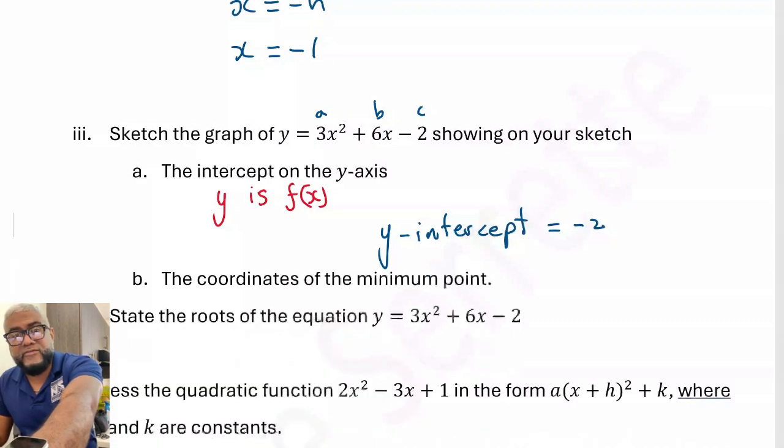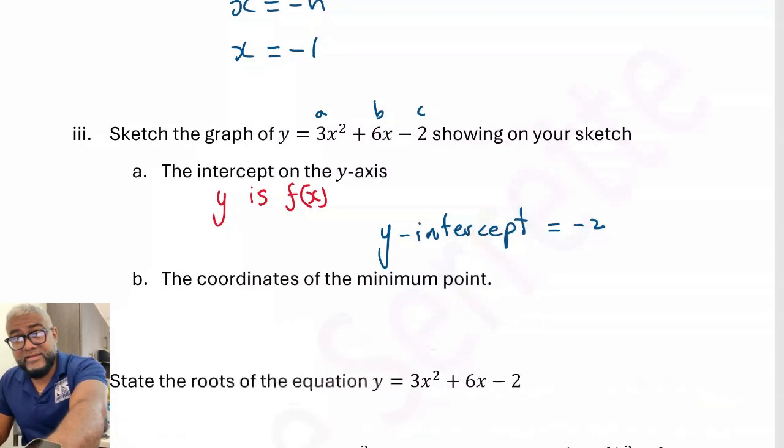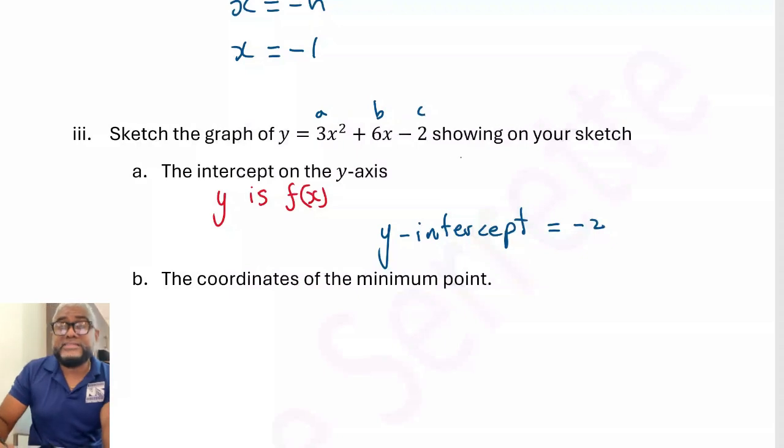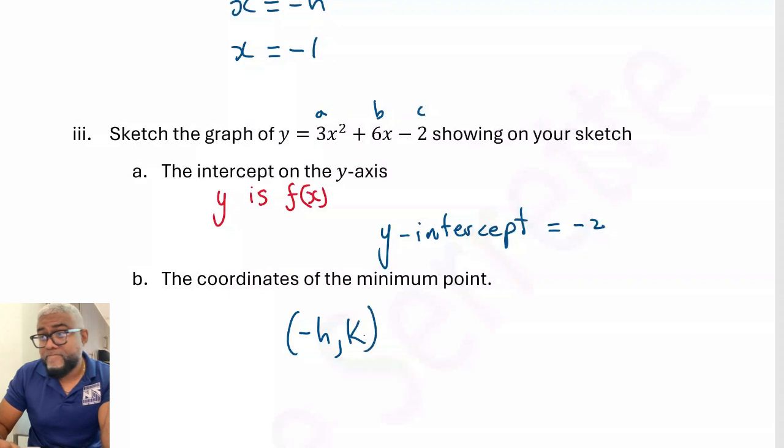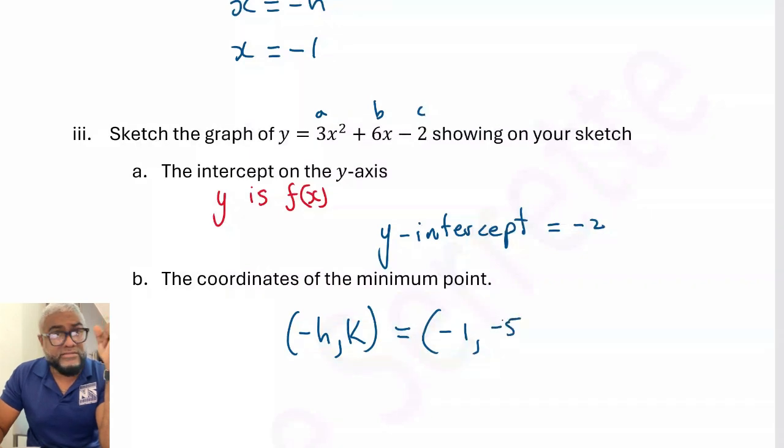So on the graph, we're going to sketch the coordinates of the minimum point. What did I tell you? The coordinates of the minimum point are given by negative h, comma, k. All this is in the note I gave you all above. So negative h would be what? Negative 1, comma, what is k? I'm sorry, what's k? Negative 5, right? So these are the 2 things we go and show on our sketch.